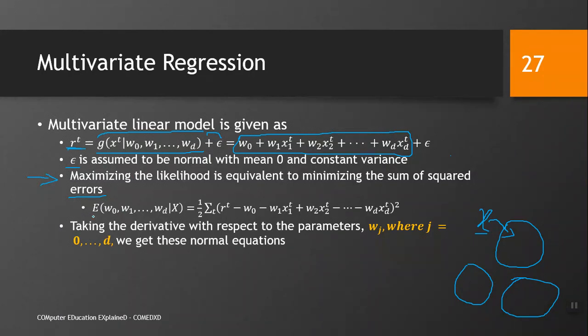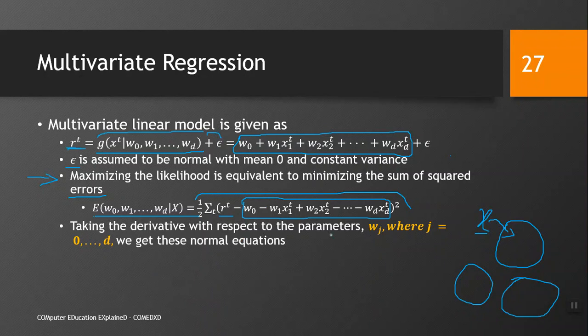We want to maximize the likelihood, we want to minimize the error, and error is given with the help of this expression, which can be further given as this. The difference between rt and the predicted value, this is the prediction, squared. So, we want to minimize it. Error is given with the help of this expression, and likelihood is given with the help of this expression.